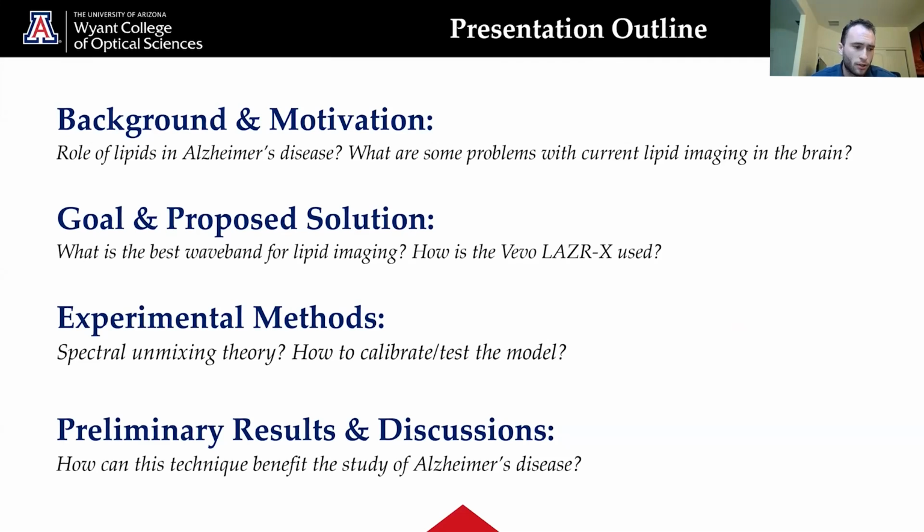And then we're going to go on to the goals and the proposed solution and how Visual Sonics and the Vevo LAZR-X can actually be used to solve this challenge of lipid imaging, lipid and water imaging in the brain. We'll go into the experimental methods, the spectral unmixing theory, how to calibrate and test our model, and then we'll talk about some preliminary results, some results from various samples and also some preliminary results imaging a mouse brain, looking at what we believe to be distributions of gray and white matter in the brain.